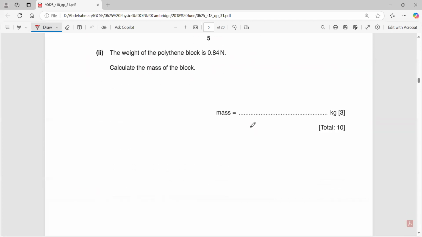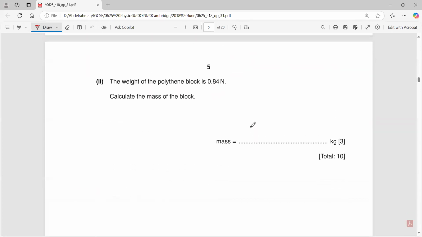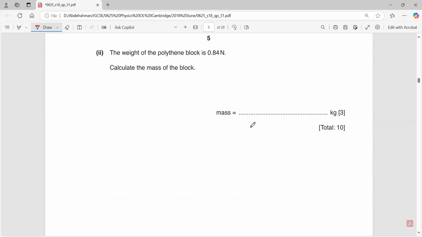Can I find the mass of the block? I have the weight. How can you find the mass? Like weight equals mg. No, you said multiply by 9.8. You won't multiply by 9.8, you'll actually divide by 9.8. So basically the mass is weight over g.